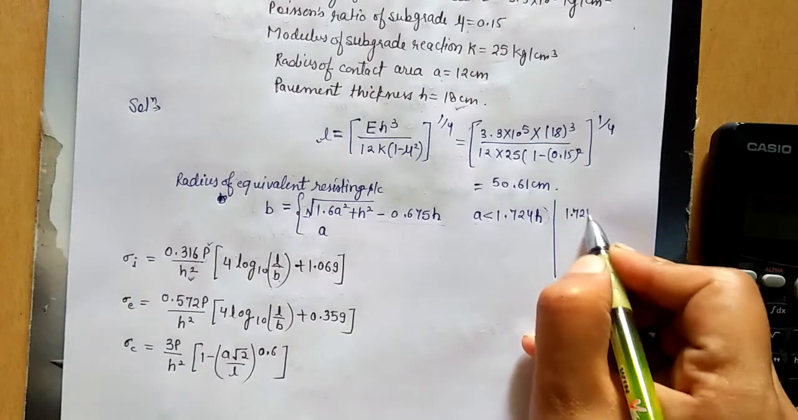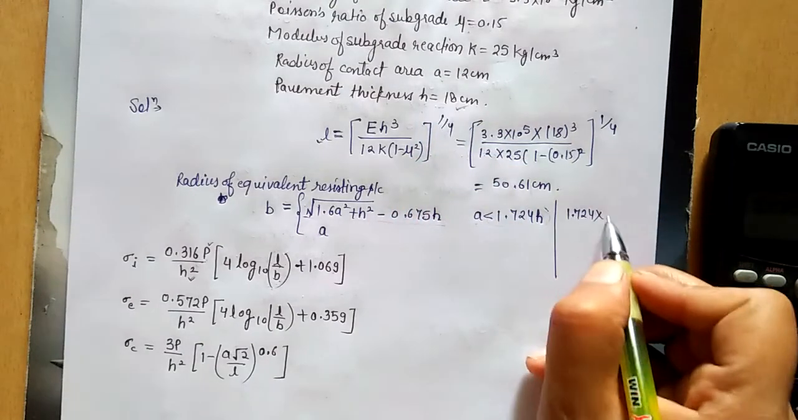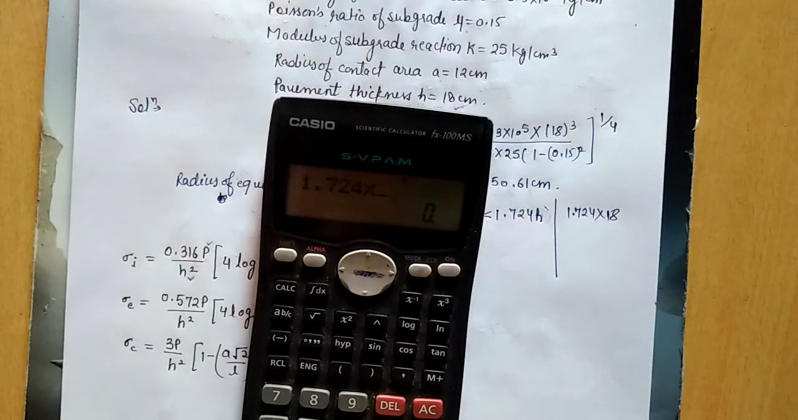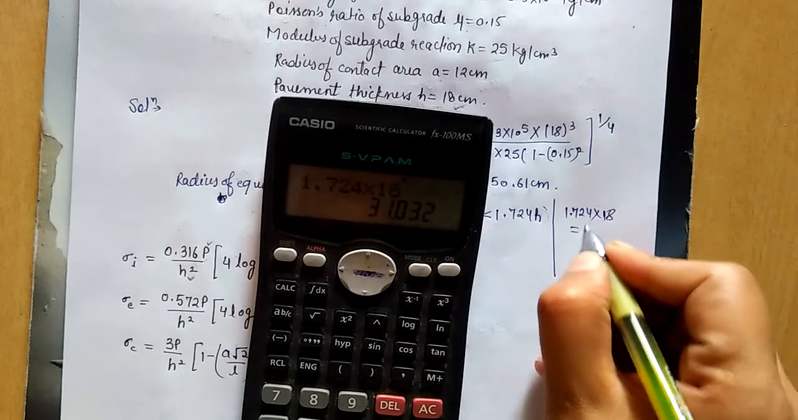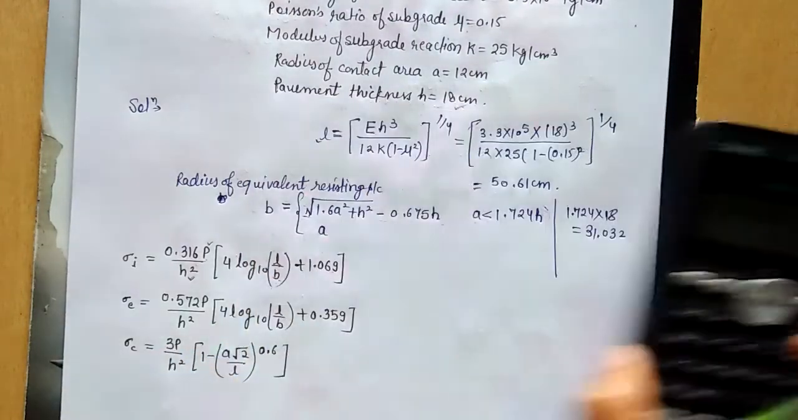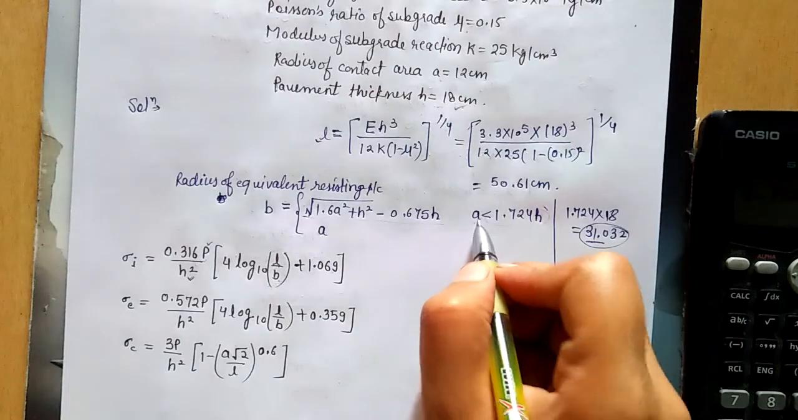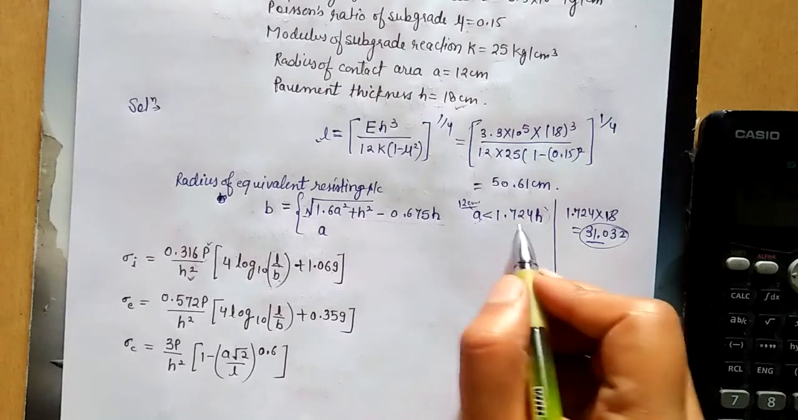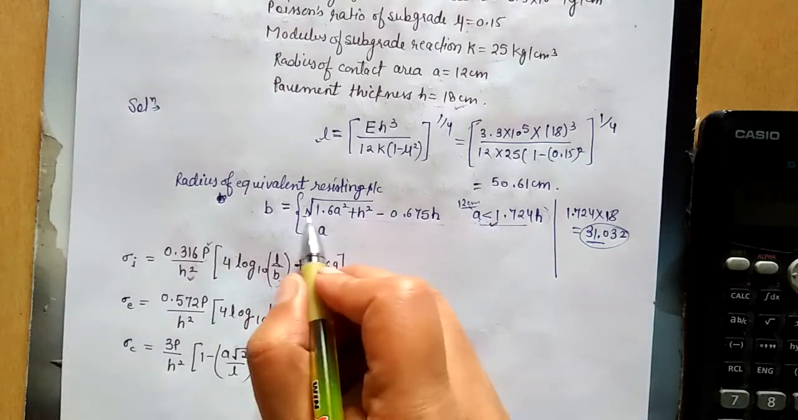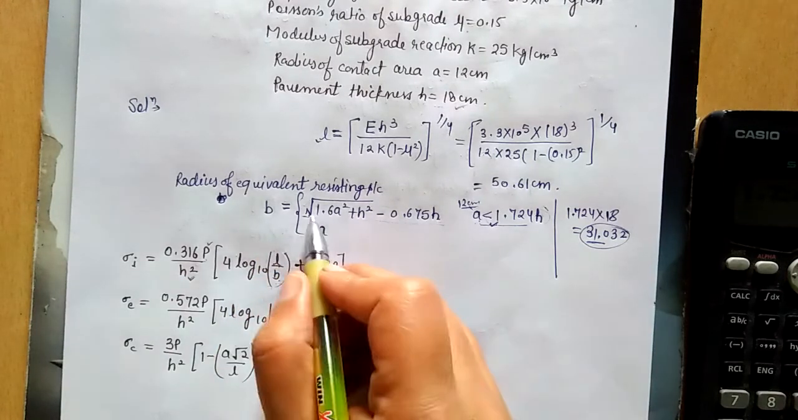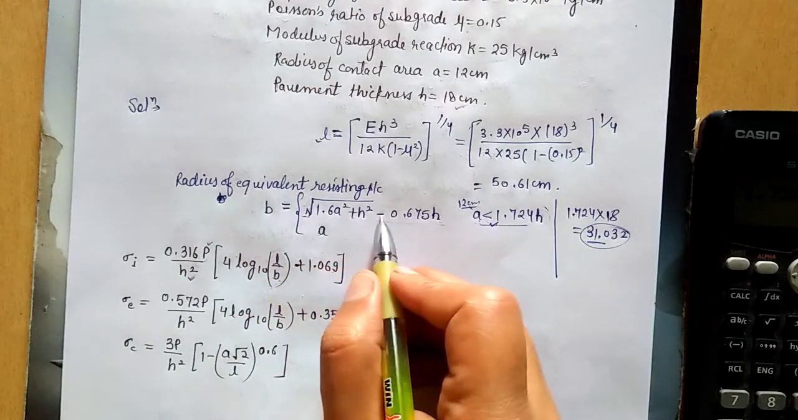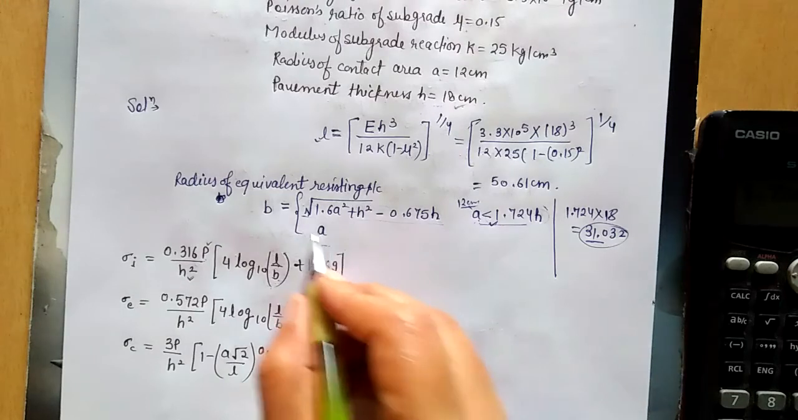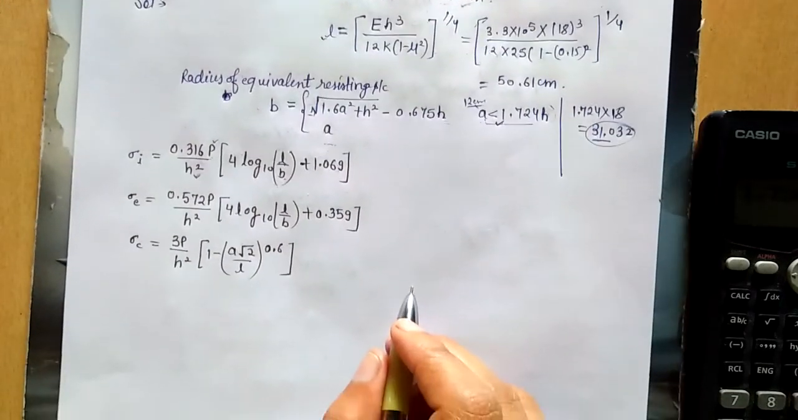So 1.724 into the value of h, which is 18 centimeter, comes out to 31.032. That means this value is greater than the value of a, because the value of a is only 12 centimeter. So this criterion is fulfilled. So we find the value of b from this one, under root of 1.6 a square plus h square minus 0.675 h.